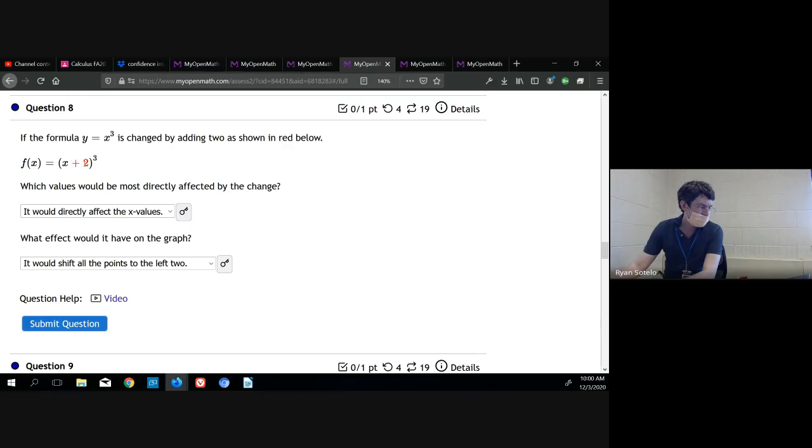Do you have something in with the X? +3. It's +3? So it's gonna affect the X values in the first box. It's with the X though, right? So it's on the outside of the parentheses. That means it's gonna be a horizontal move, because it's with the X. So it only affects the X values, and it will shift you to the left 3. Yep.